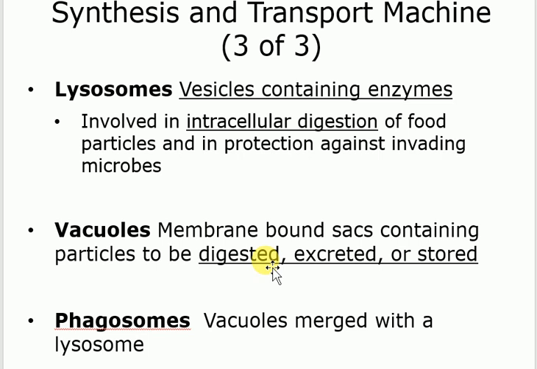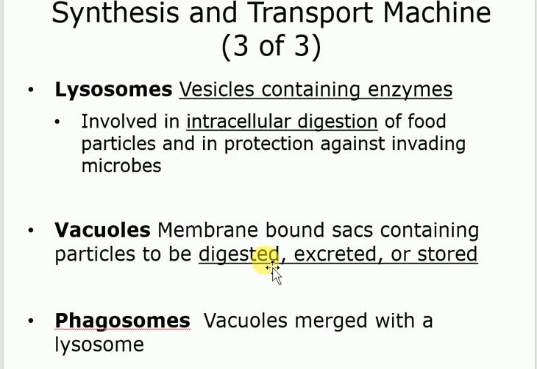Vacuoles, on the other hand, these are another type of sacs that contain particles that you're sending somewhere. You put it within these sacs and you send it somewhere. You send it to the lysosomes to be digested, maybe. You send it to be excreted outside, to leave the cell membrane and go outside. Or you just keep it there for some time, storage in case something happens and you can use it. This is another possibility. So vacuoles are basically temporary storage.